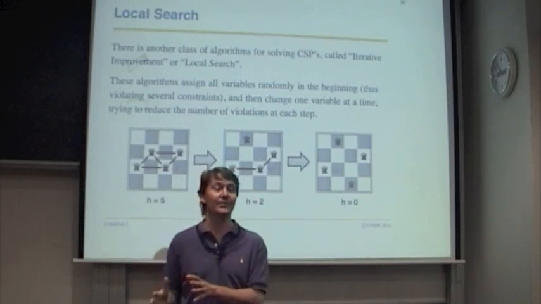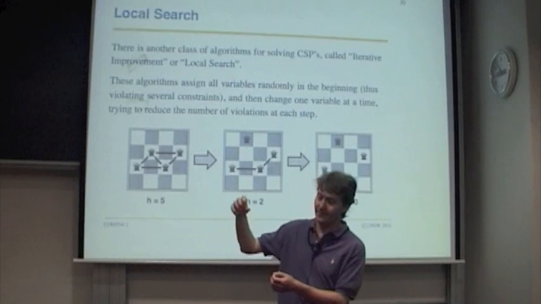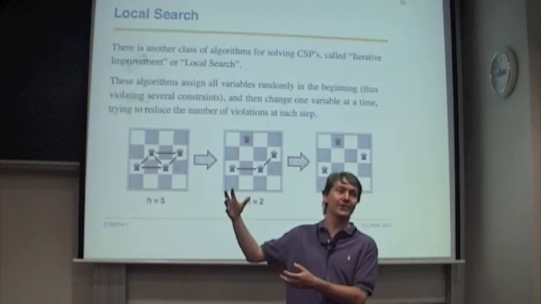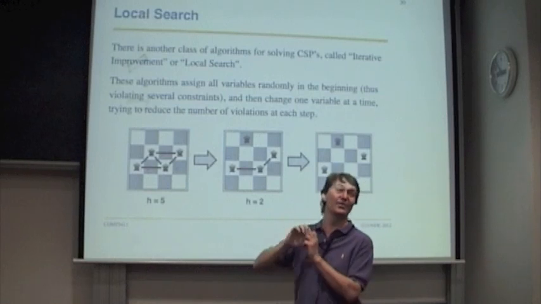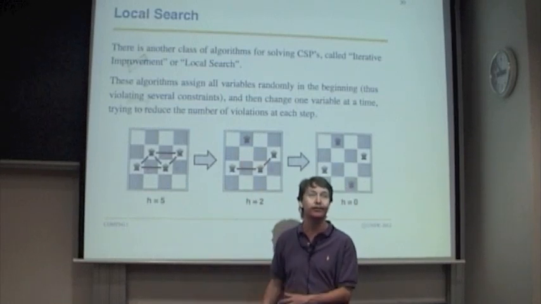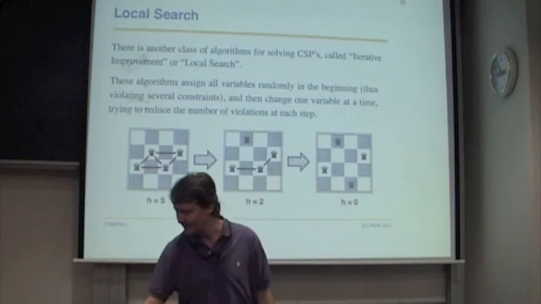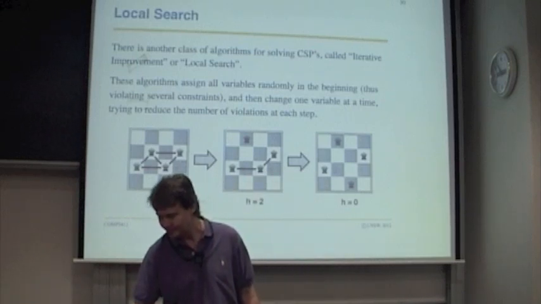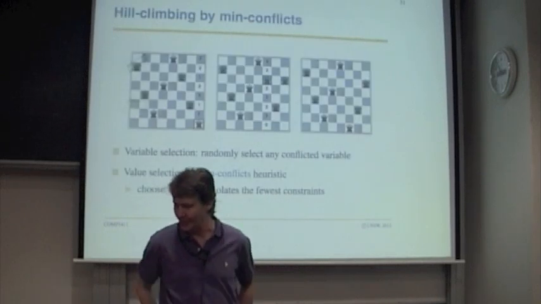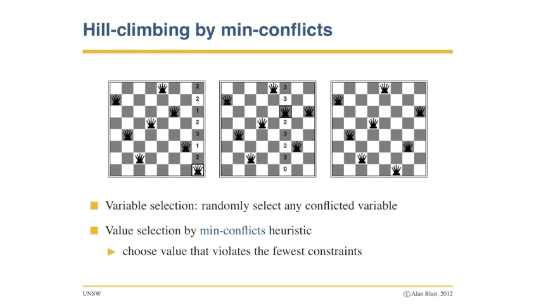Okay, so this is a different way of approaching the problem. With backtracking search, you're only assigning one variable at a time, the others are totally unassigned. Here you've assigned all the variables, but then you're changing them one at a time. Now this is sometimes called iterative improvement or local search. Sometimes it's called hill climbing, and in this case it's called hill climbing by min conflicts.